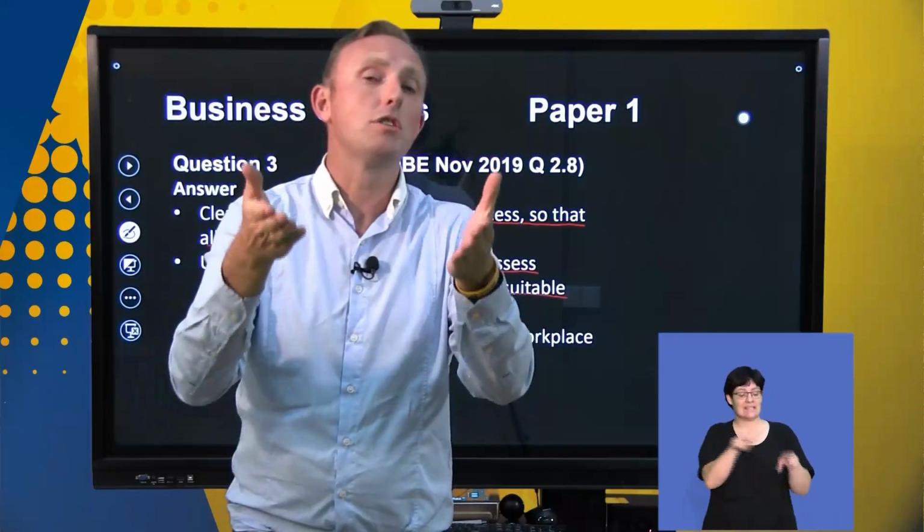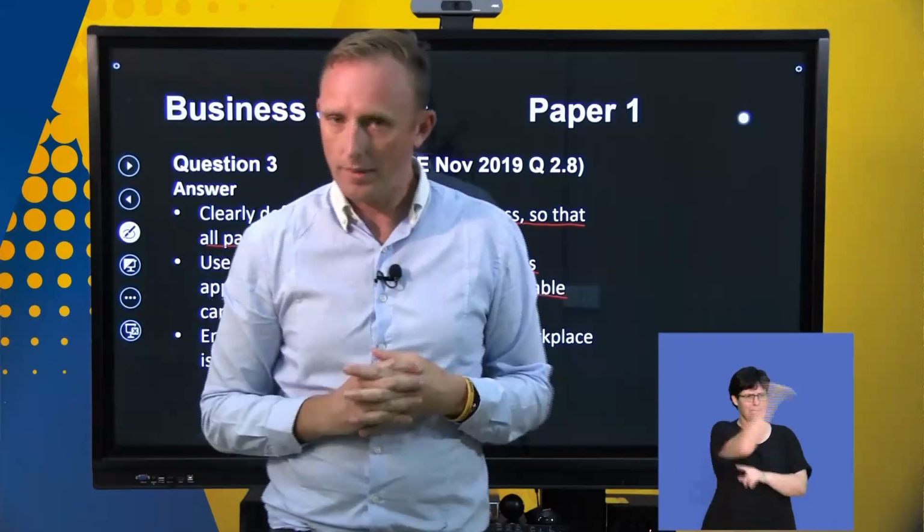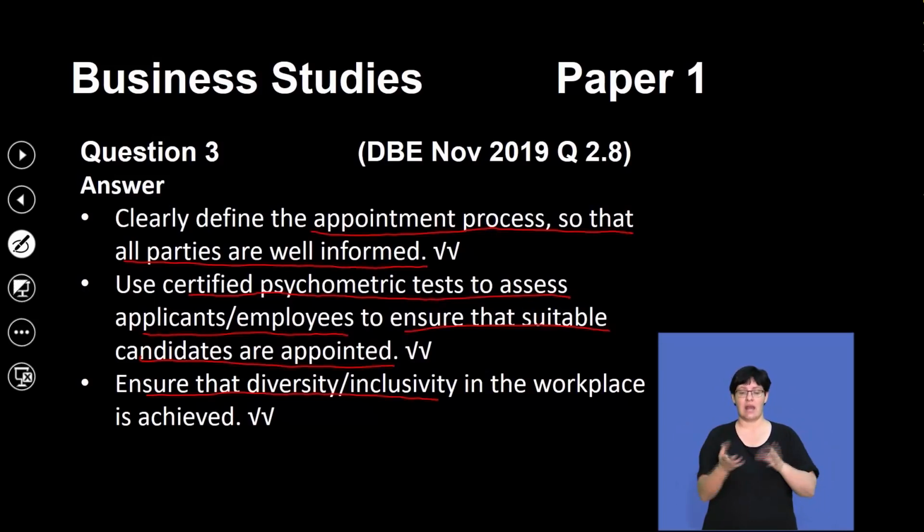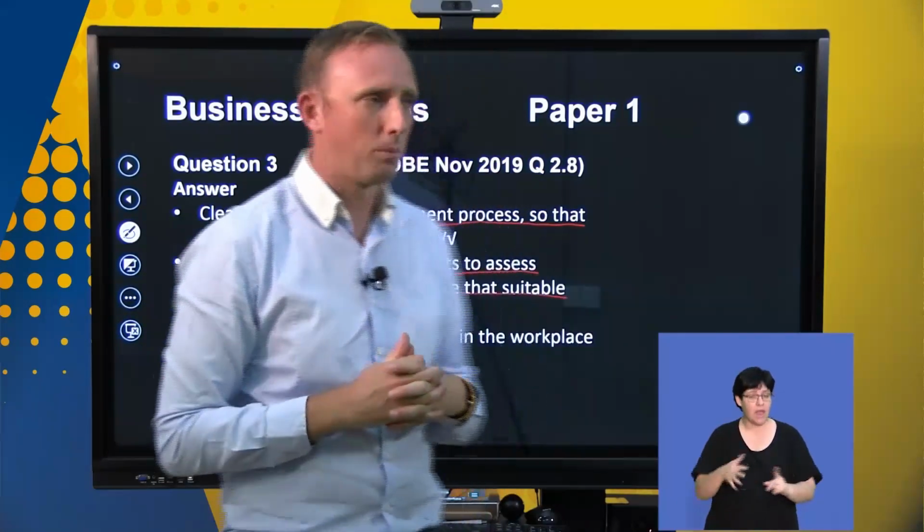That is applicable for when the pilots are flying a plane. Now, they can't use those same psychometric tests for myself as a teacher because it's not relevant to the work that I'm doing. And ensure that diversity and inclusivity in the workplace is achieved. Right? If we look at South Africa, we're a very diverse country. We've got to ensure that everyone is able to be included because that's going to create a much more productive and a stronger culture in the workplace.